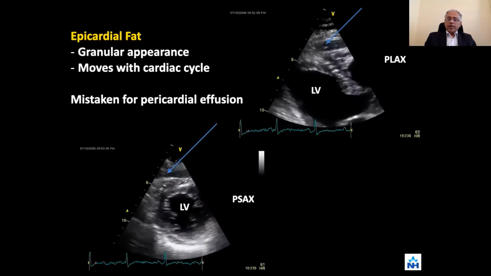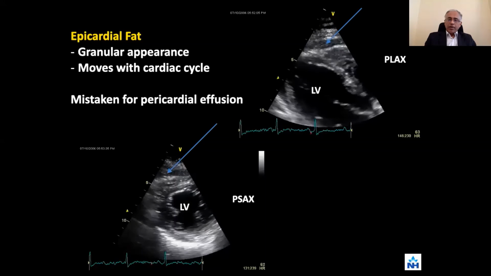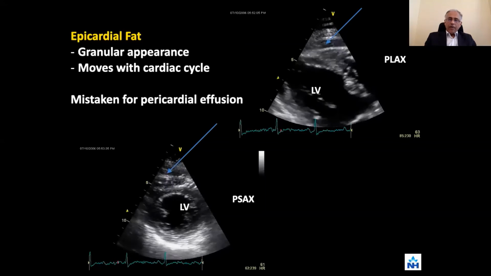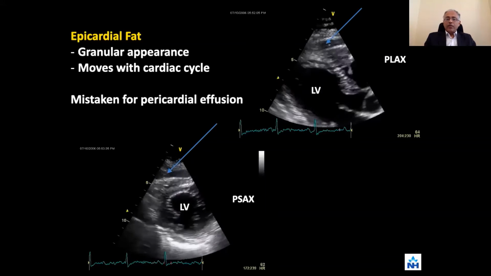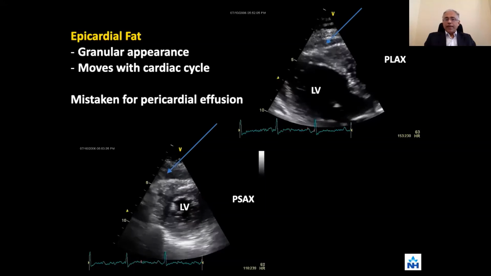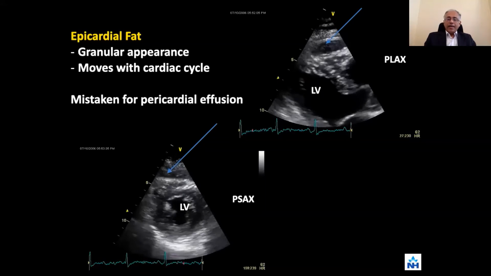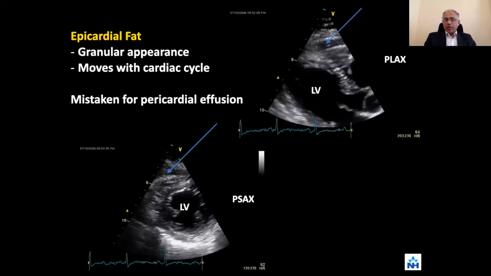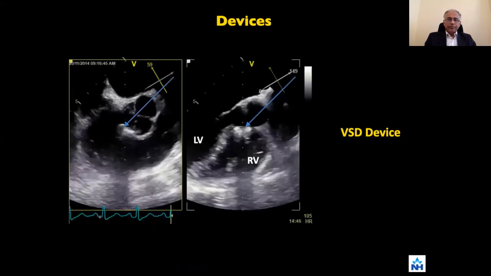But two important things: you should not mistake it for a pericardial effusion. And if you do see it, if you're really keen on it and if you see it very clearly, you can make a mention in the findings that you see a prominent pad of epicardial fat. And again, it is up to the referral doctor or the clinician who can decide about using this finding.